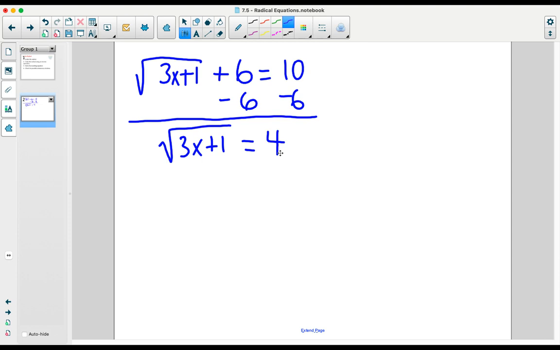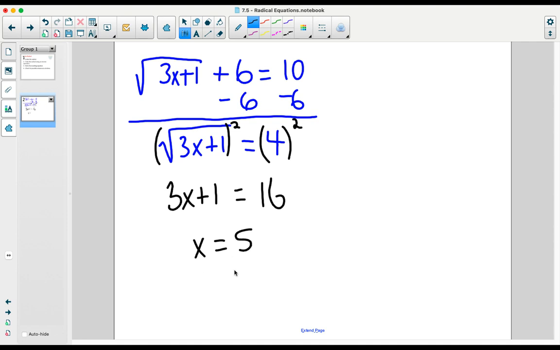Knowing that the inverse operation of the square root is the square, we then transition into squaring both sides of this equation. Squaring the left-hand side, multiplying the square root of 3x plus 1 by itself, leaves us with just 3x plus 1. Squaring 4 gives us 16. Subtracting 1 and dividing by 3, solving this linear equation, we're left with x is equal to 5.